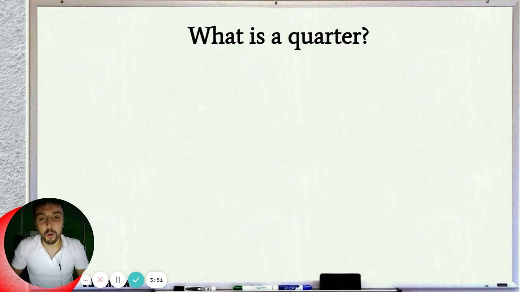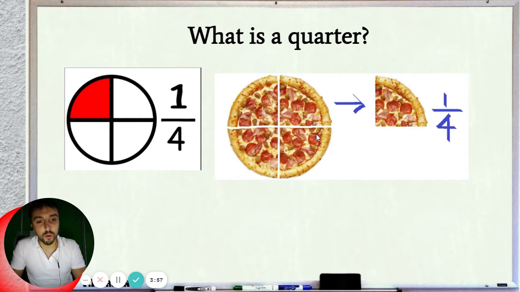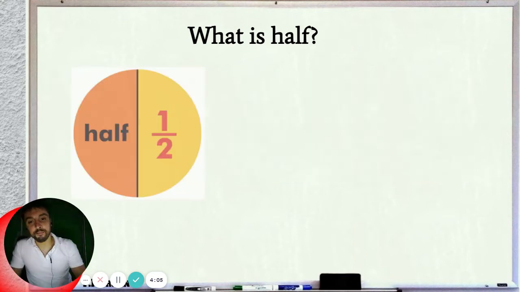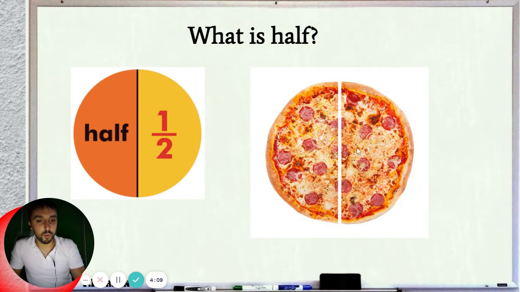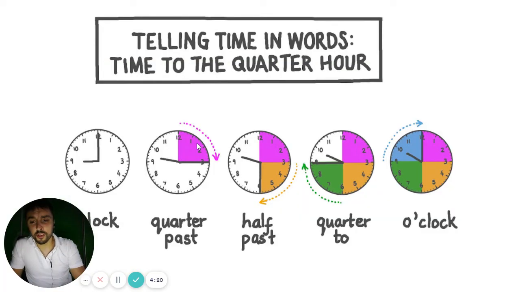Okay, what is a quarter? Remember, 4 equal parts, 4 slices of the pizza, 1, 2, 3, 4. One of them is called a quarter. That is a quarter. Okay, now we know half. What is half? Here is your half. 2 halves make a whole. There's 1 pizza cut in 2. Just cut in the middle, 2 slices, and that's a half. Half a pizza.